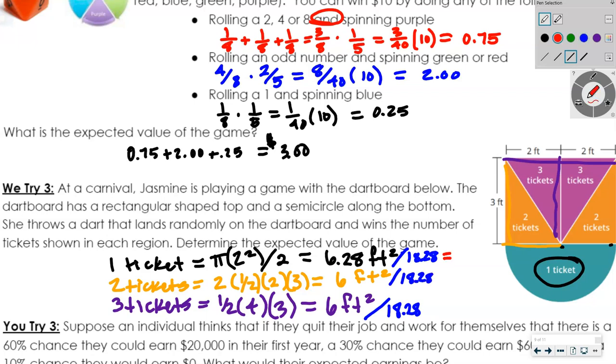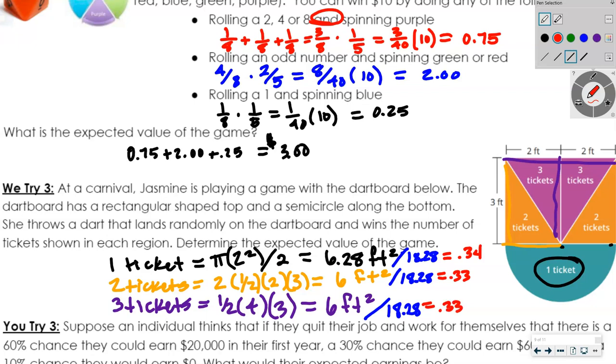So when we divide 6.28 by 18.28, I got 0.34. When I do this one, I got 0.33. And then when I got this one, I also got 0.33.